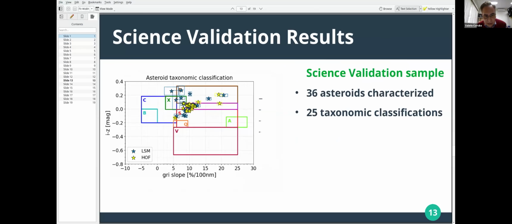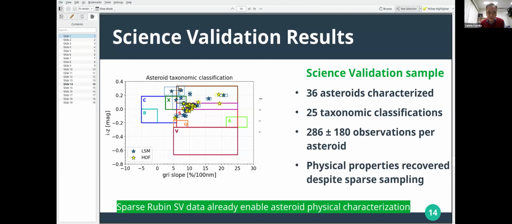And we analyzed a series of objects to test them. We also compare with published results in the literature when available. So we have tried to obtain 36 asteroid characterizations in our sample, but there are many more that are being processed. Here we are going to show only the ones that are going to appear in the Planetary and Space Science paper, which is currently under review. We obtained 25 taxonomy classifications, and this was the number of observations per asteroid, which was of the order of 280 observations plus or minus 180. So despite the sparse sampling, we are able to get a preliminary taxonomical property for some asteroids, which is good news.